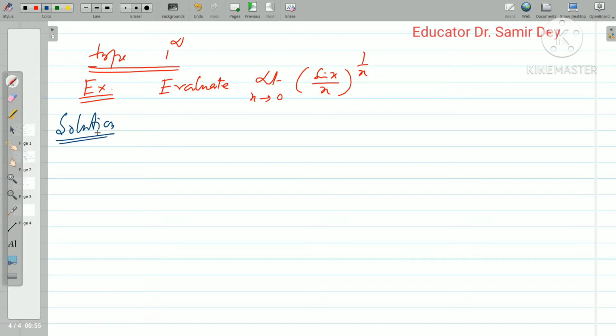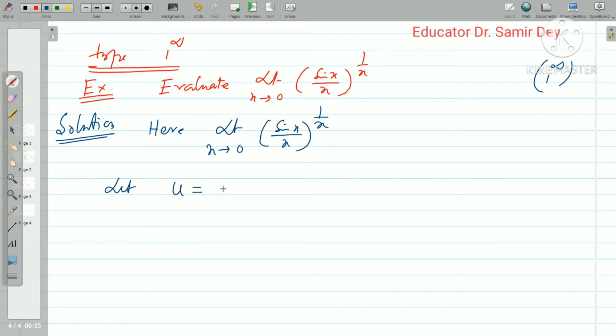Okay, so if you consider limit x tends to 0 of sin x by x, already you know it is 1, but ultimately you have here 1 to the power infinity type. So you want to find limit x tends to 0 of (sin x by x) whole to the power 1 by x. Clear? So write down: let u is equals to limit x tends to 0 of (sin x by x) whole to the power 1 by x.